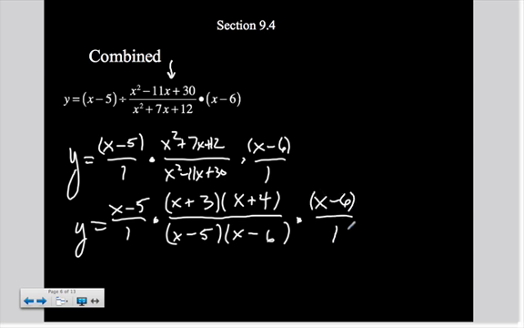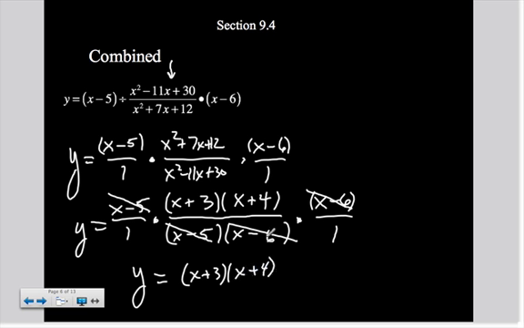Okay, now I've factored everything, and I want to cancel common factors. X minus 5 cancels with x minus 5. X minus 6 cancels with x minus 6. And I'm just left with y is equal to (x plus 3) times (x plus 4). Everything in the denominator ended up being 1. And that's my solution.